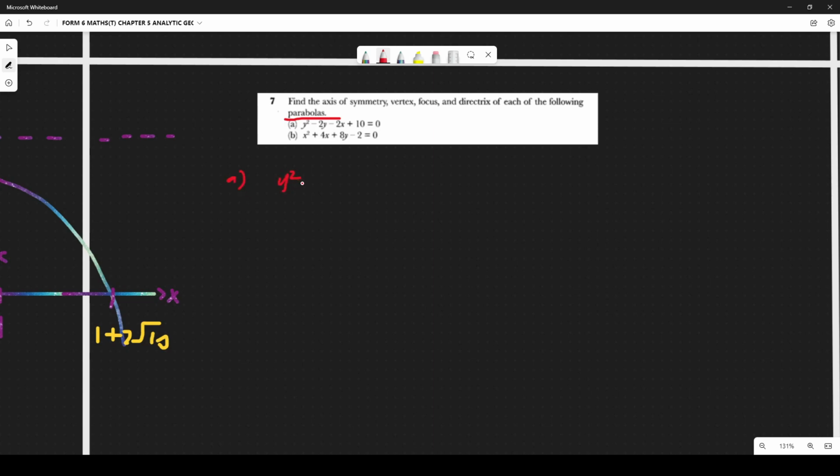Y squared minus 2y, minus 2y is what? Most likely positive 1. If you add positive 1, you have to minus 1. So this will give me y minus 1 squared, and this negative 1 will go here and become positive 9. So all the way here will become 2x minus 9.